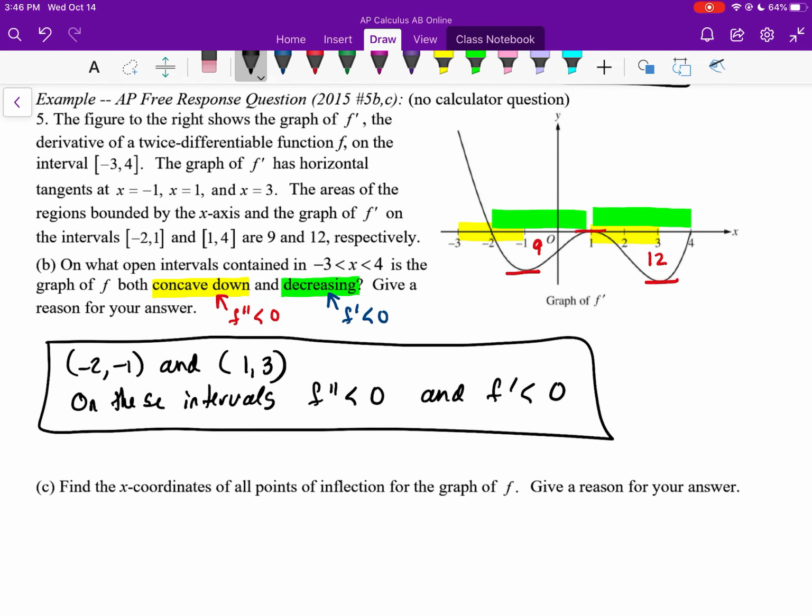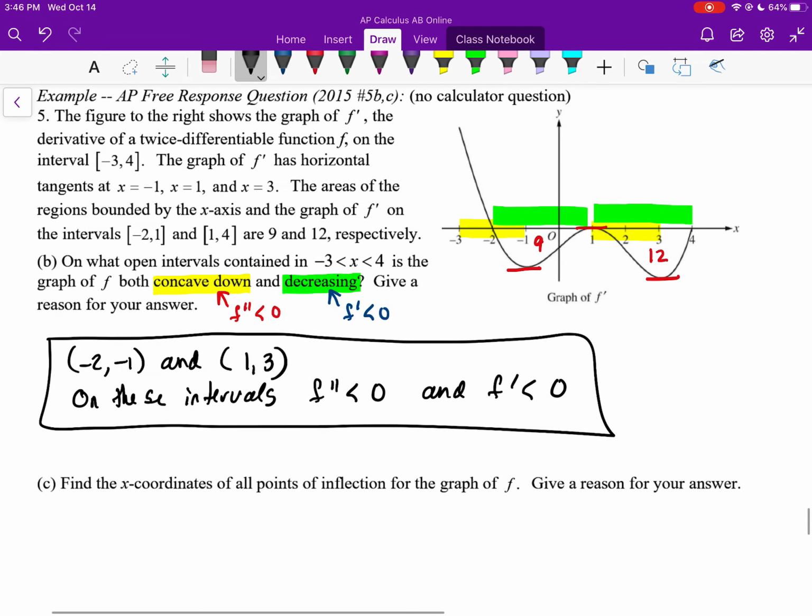Part C, they want you to find the x-coordinates for all points of inflection for the graph of f, and they want us to give a reason for our answer. And in order to find an inflection point, we have to have a change in concavity from concave up to concave down and vice versa. We just said that the yellow regions are concave down. Where are the regions that are concave up? And so if I want to find concave up, that means that my second derivative is greater than 0.